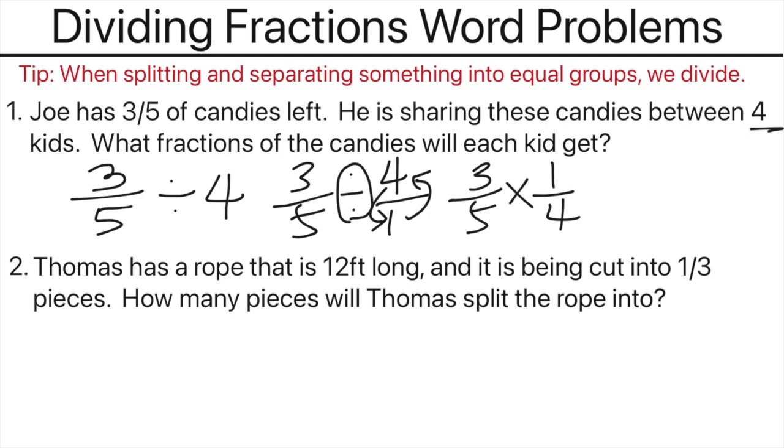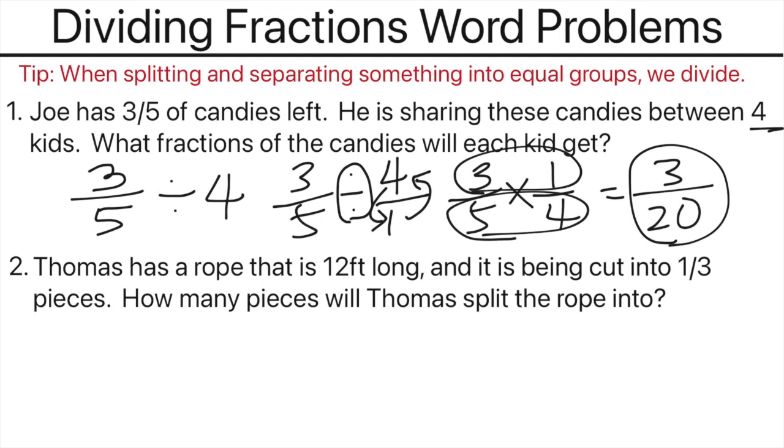So now we can multiply across. 3 times 1 is 3. 5 times 4 is 20. Therefore, our answer is 3/20 of the candies were received by each kid.